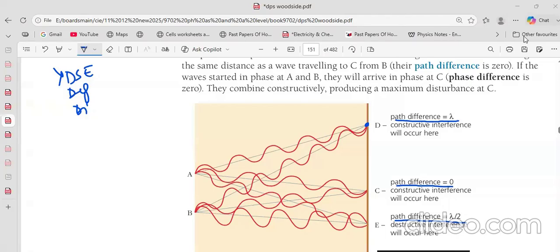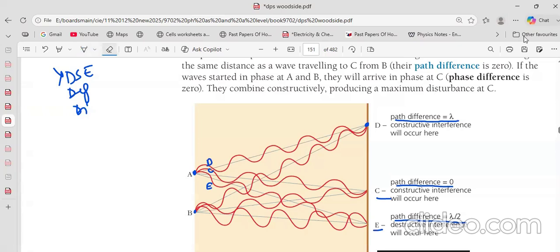These are two point sources from where waves are diffracting. If they are diffracting, they are moving everywhere. Like this source, the wave is reaching here also, at E also, at C also. This wave is reaching at E, this wave is reaching at C, this wave is reaching at D. So because of diffraction, they are bending.